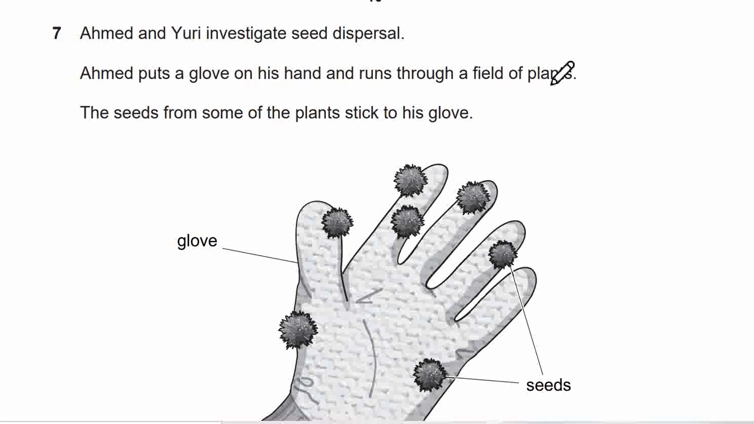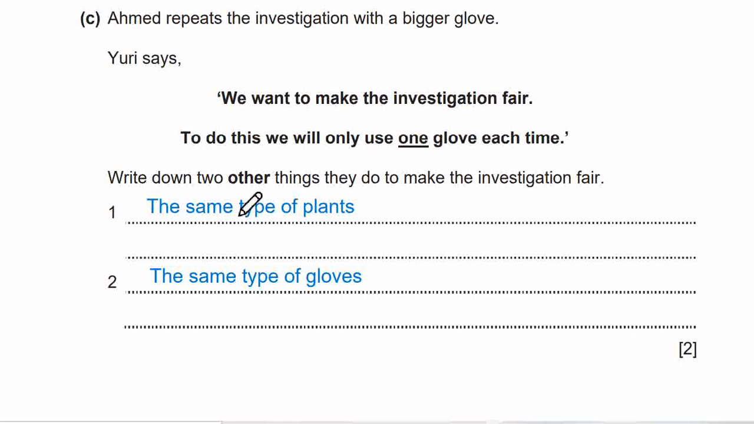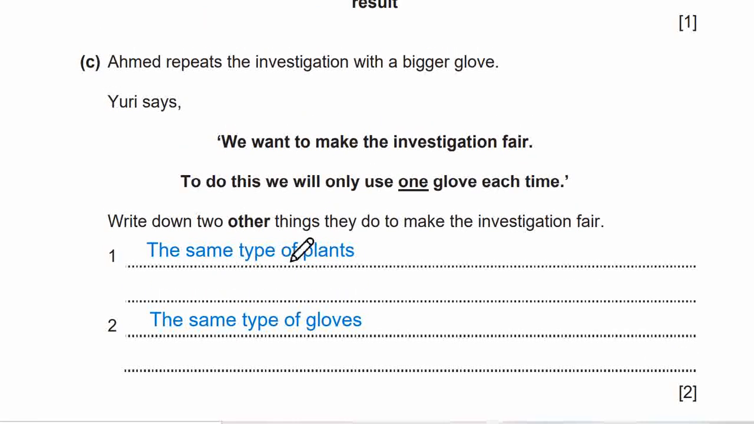To make the investigation fair, they have to run through fields of the same type of plants, and they have to use the same type of gloves but bigger size. So you write in here the same type of plants and the same type of gloves. The answer for this may vary. You can also write the same person that ran through, that is Ahmed, and so on.